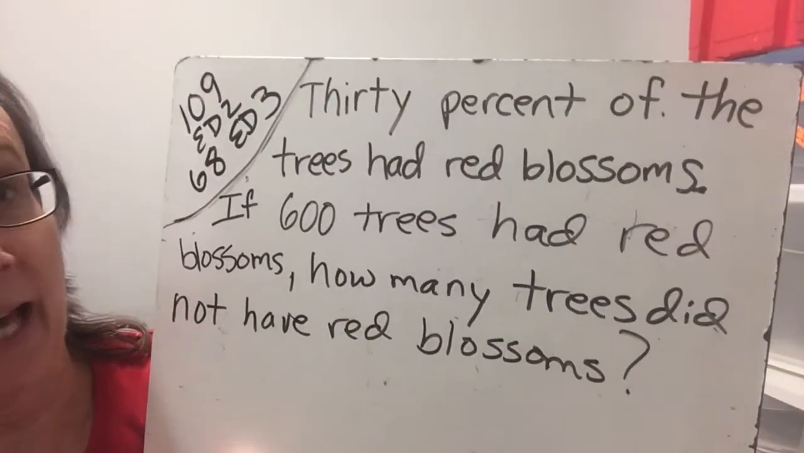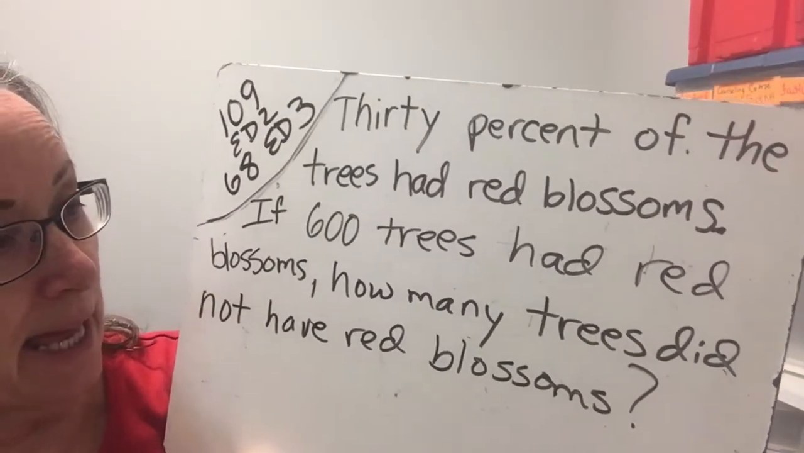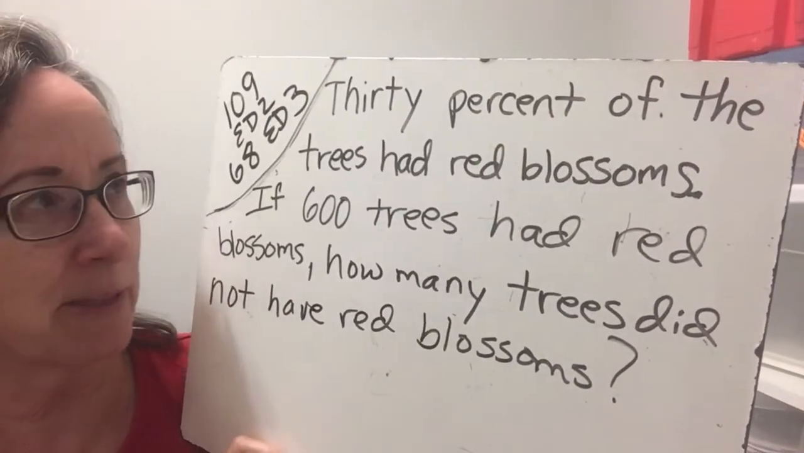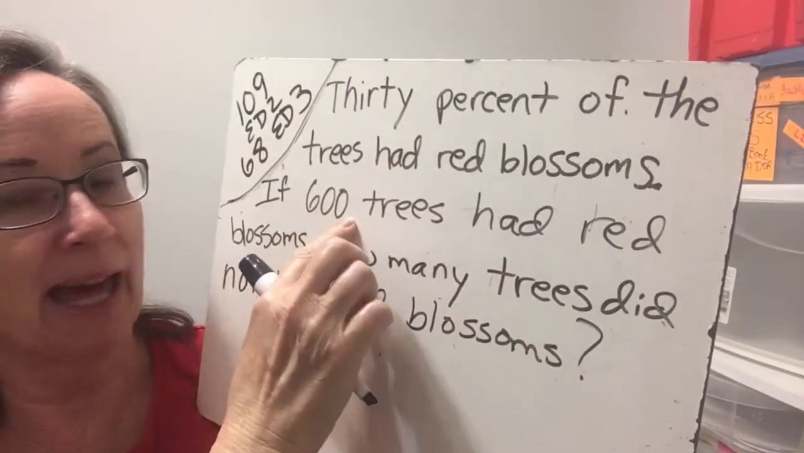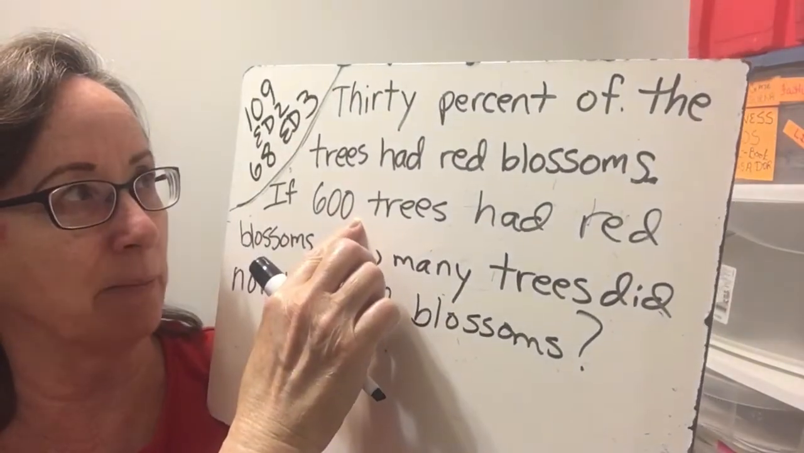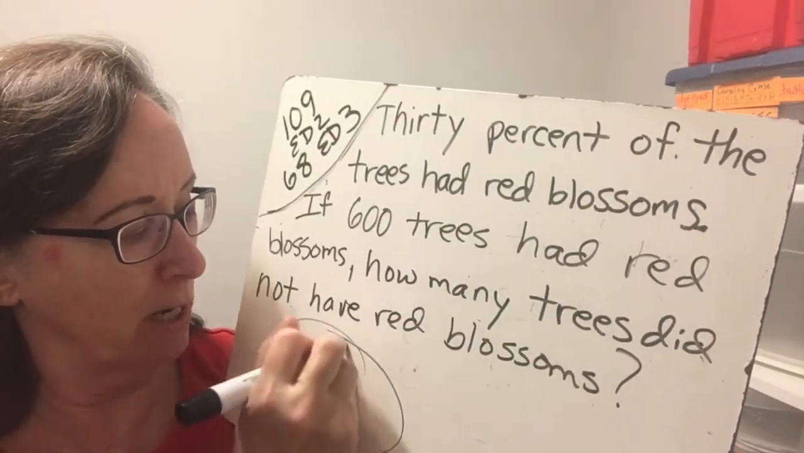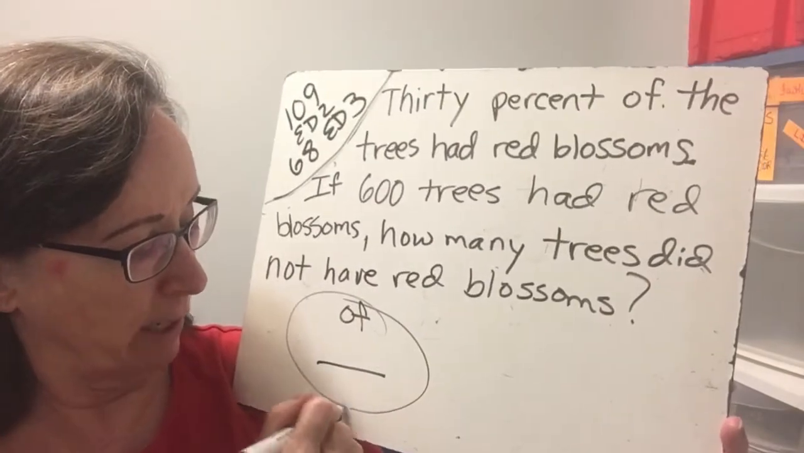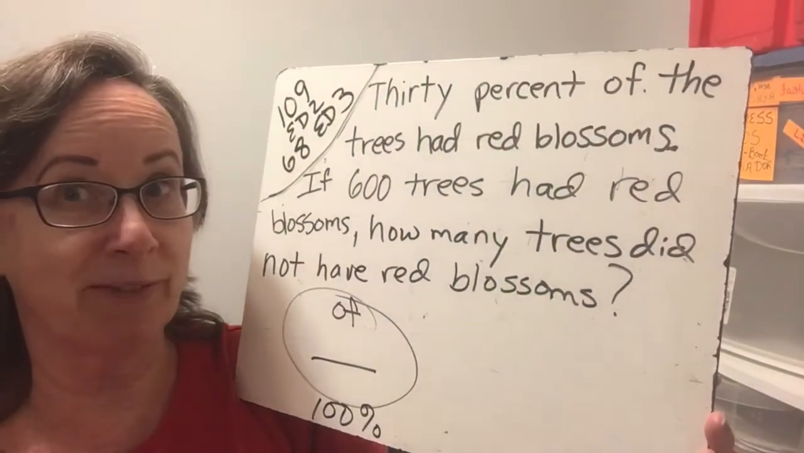30% of the trees had red blossoms. If 600 trees had red blossoms, how many trees did not have red blossoms? So here we have a percentage that is equated with the same number. So here we have our total, and we don't know how many we have in our total. This is our 100%.